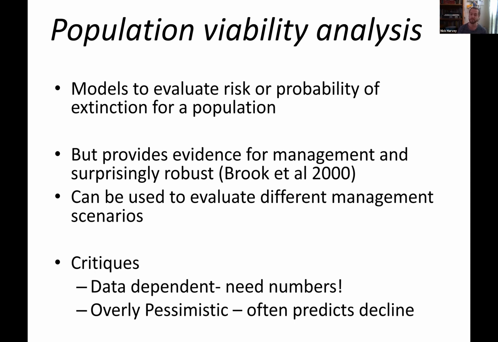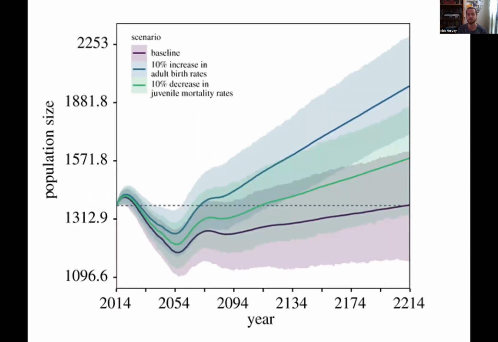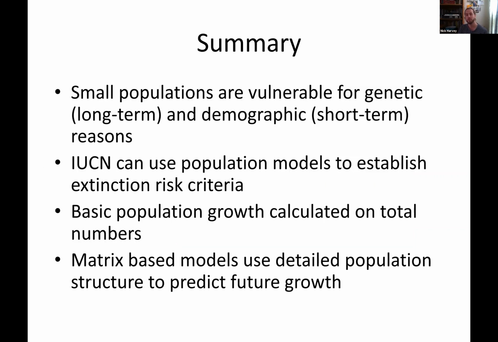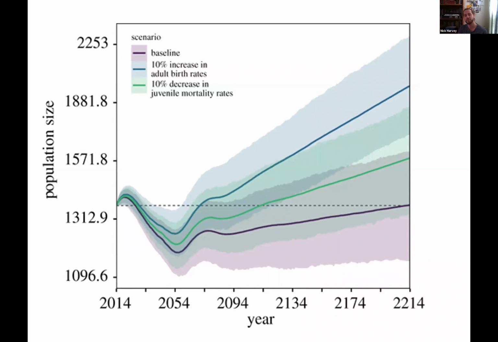And it can be used, as I was saying, to evaluate a range of different management scenarios. So this is an example of a population viability analysis that was done on elephants in Myanmar. And you can see how we can model what impact different conservation interventions would have on the population.